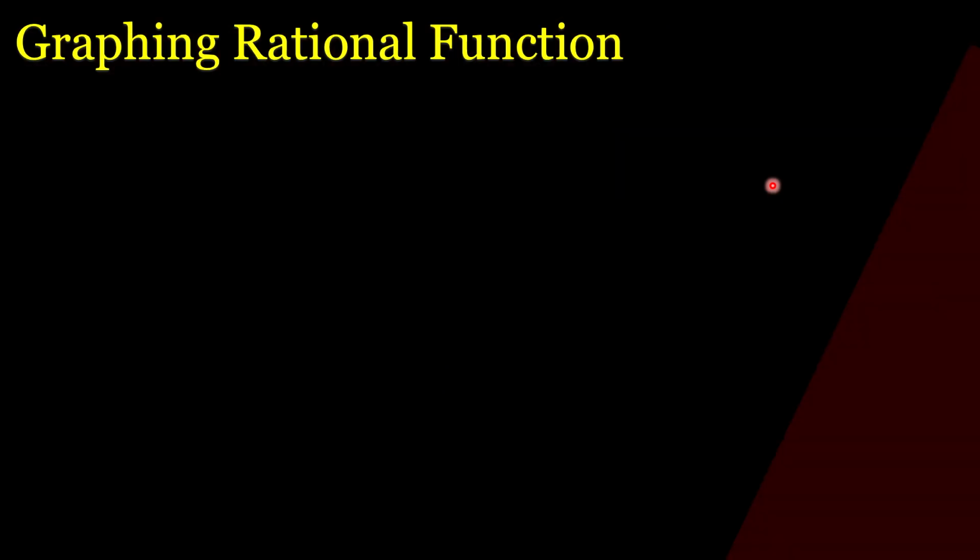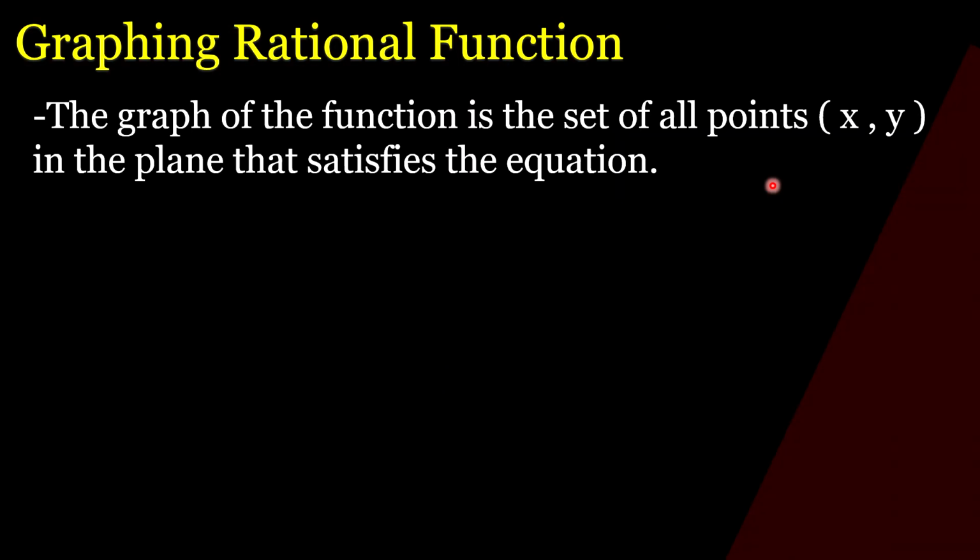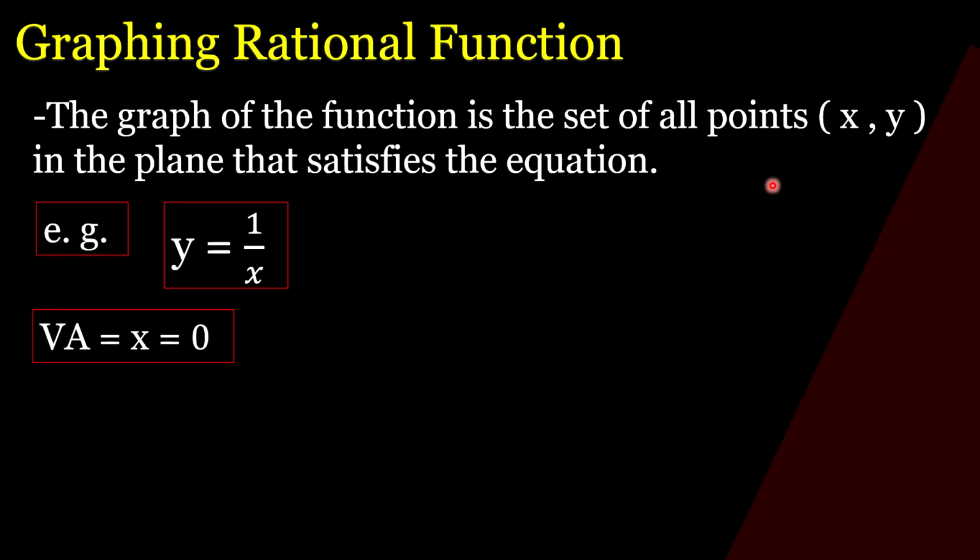So, graphing rational function. Paano ba mag-graph ng rational function? The graph of the function is the set of all points x, y in the plane that satisfies the equation. So, example, y equals 1 over x. So, ang ating vertical asymptote pagka sa ganitong given ay ang x ay 0 at ang horizontal asymptote naman natin ay 0. So, paano natin nalaman na 0 yung horizontal asymptote?